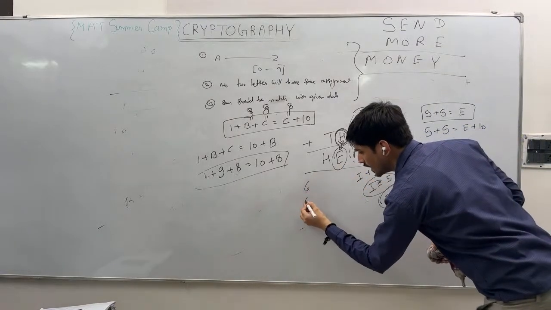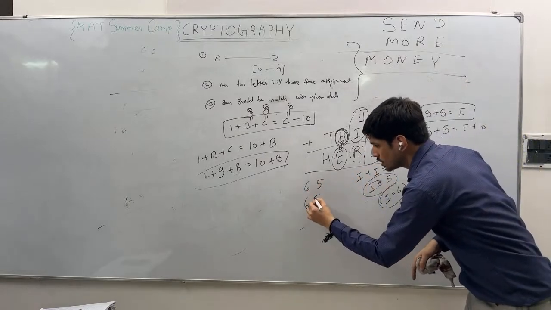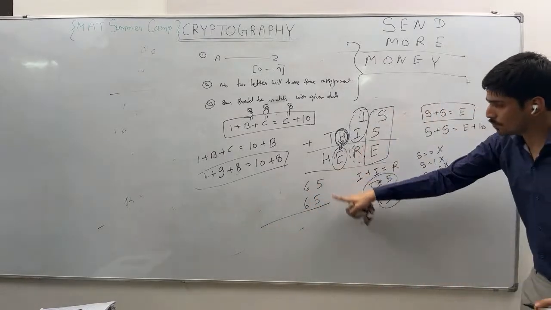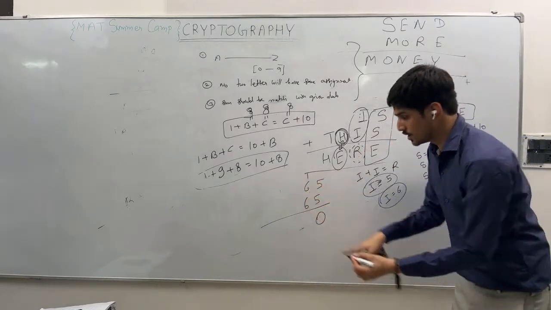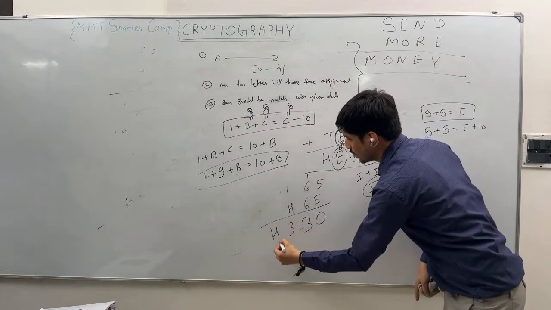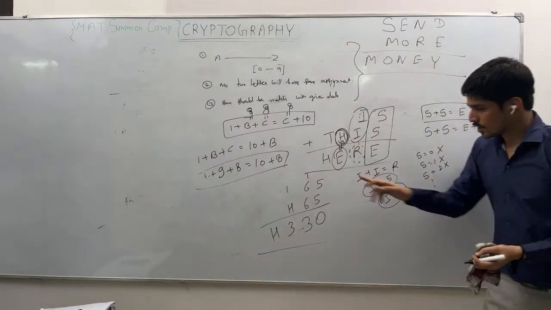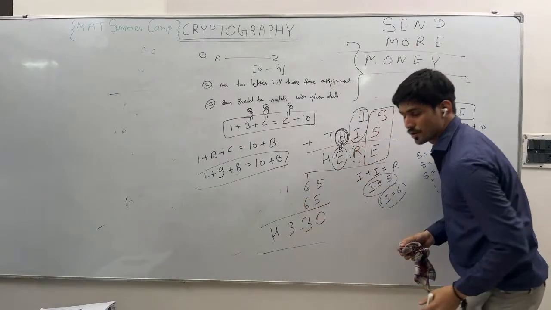Once you finalize I is 6, here also you have seen it should have some carry. So this will be 5. Now you try. 5 plus 5 is what? 10. 1 plus 6, 7. 7 plus 6, 13. 1 carry, 3, and H will come. Now you tell me what will happen here. 3 is coming. So what will be the value of H?